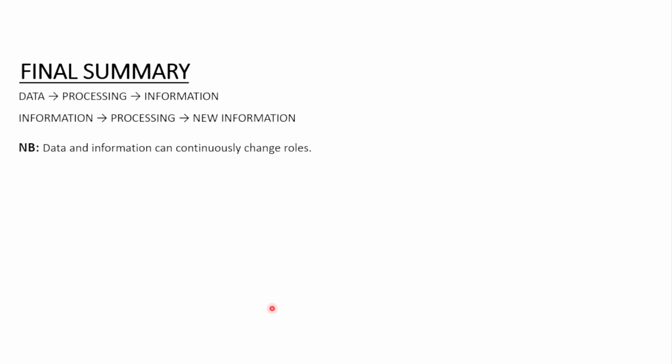This cycle happens everywhere around us, in schools, banks, social media, music apps, and almost every digital system you use today, right? This happens everywhere: data processing into information, information processing into new information. Data and information can continuously change, right? It all depends on the situation in which you use it.